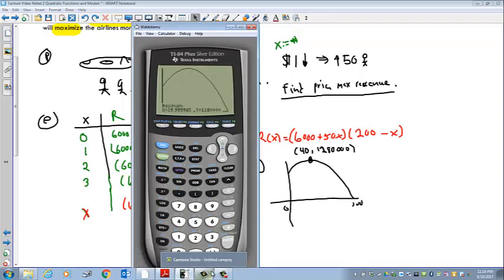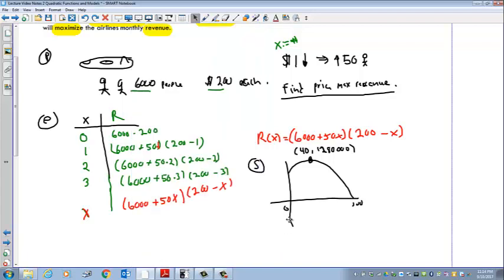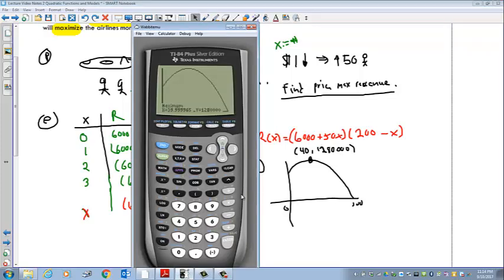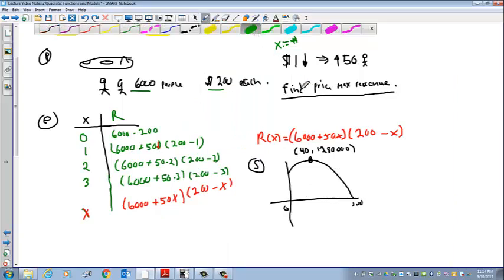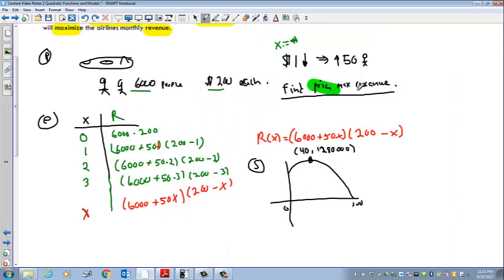All right, so now what? What do you do with this information? So now I know that the input is 40 and the output is 1,280,000. So remember, the input is the x stuff, and the output, even though it says y on here, remember it's not y, it's actually R, for the revenue. So I don't care about the revenue. What I want is to find the ticket price that leads to the maximum revenue.